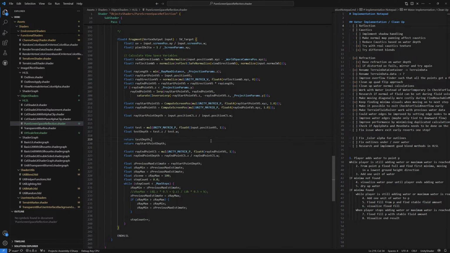Unfortunately, I can't seem to recreate it. So the start point depth we calculate by getting it from the clip space position, which I thought would be the equivalent of this, but we're getting a little bit of a mismatch here. And this mismatch, I have no idea. It's something with clip space NDC or whatnot. But it's tiresome.